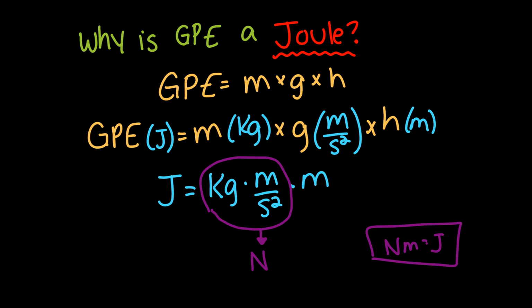But for right now, what we care about is the equation for GPE, which is mgh. And as long as we keep up with our units, we will always know that a joule is a kilogram meters per second squared times another meter.